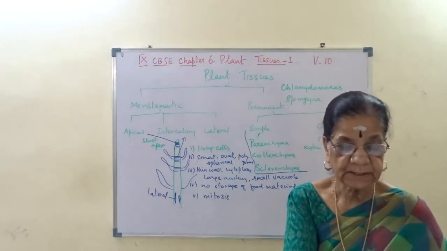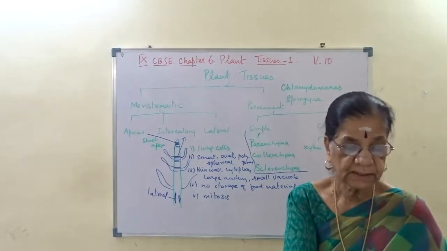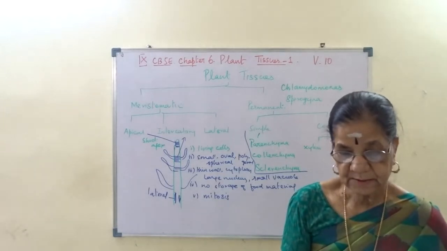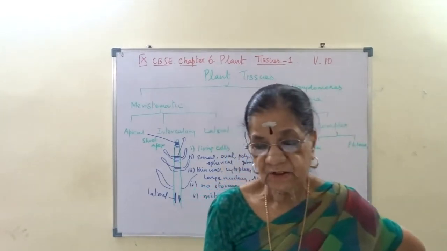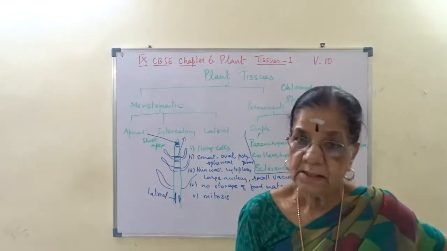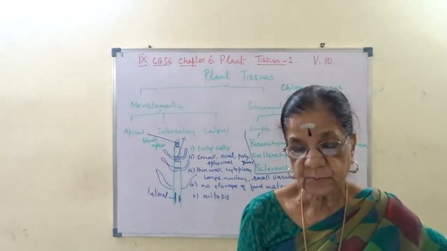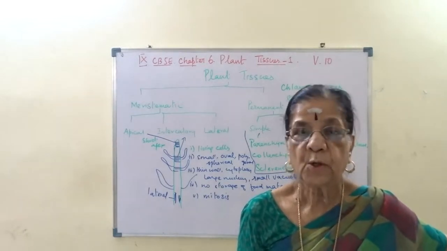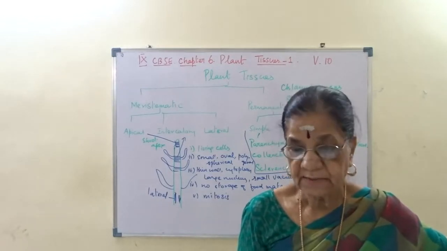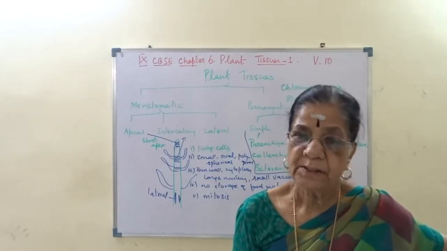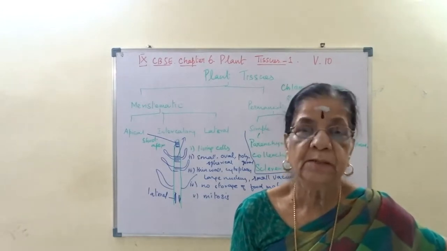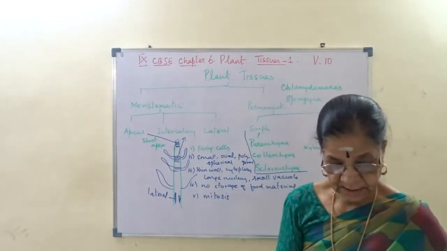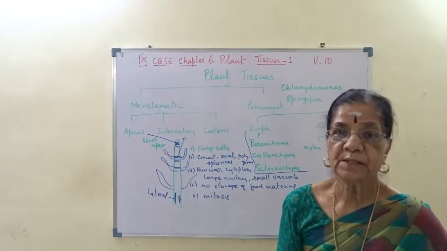Intercalary meristem is the meristem at the base of the leaves and internodes on the twigs. As characteristics, the cells are very active. The living cells have dense cytoplasm. The cell wall material is cellulose, with a prominent nucleus. In our textbook it is given that it lacks vacuole, but normally a very small vacuole will be present. They do not store food material, and they divide by mitosis.